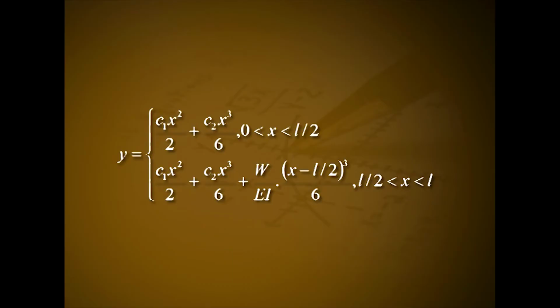Taking inverse Laplace transform on both sides, we obtain y is equal to c1 x square by 2 plus c2 x cube by 6 plus W by EI into x minus L by 2 the whole cube divided by 6 into u of x minus L by 2. That is, y is equal to c1 x square by 2 plus c2 x cube by 6 for 0 less than x less than L by 2, and c1 x square by 2 plus c2 x cube by 6 plus W by EI into x minus L by 2 the whole cube divided by 6 for L by 2 less than x less than L.